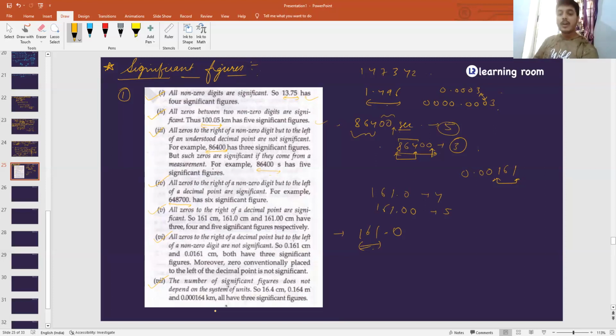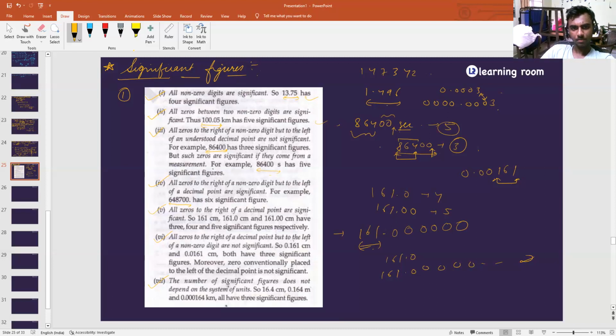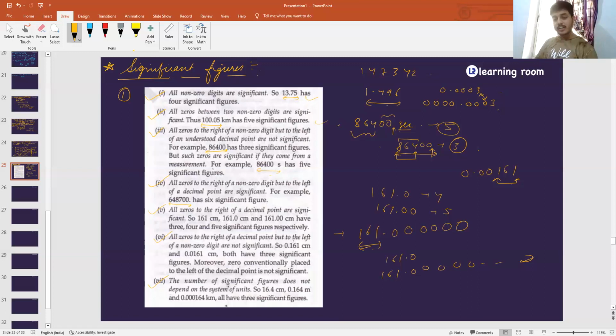Let me clear him first. If you do not specify the number of decimal points after which you are stopping it, can't you write this as this, or this as this, or with an infinite number of zeros? Yes, sir. If you do not specify the end, then you can write it like this. So how many significant figures are there here? Infinite significant figures.